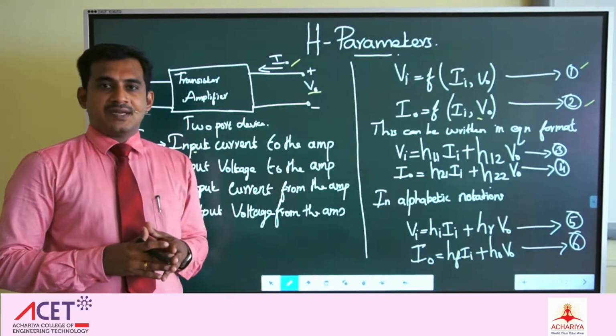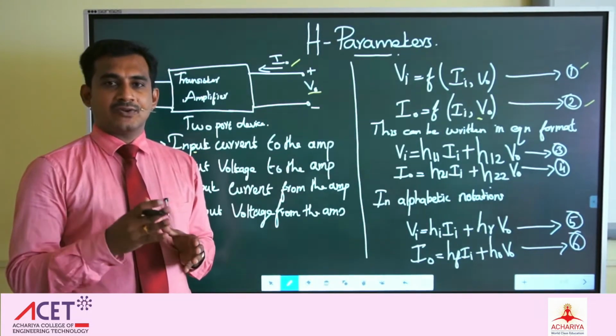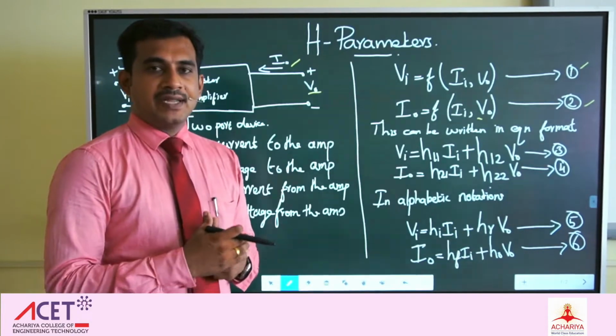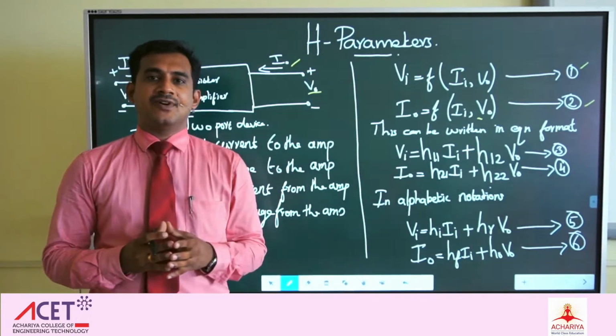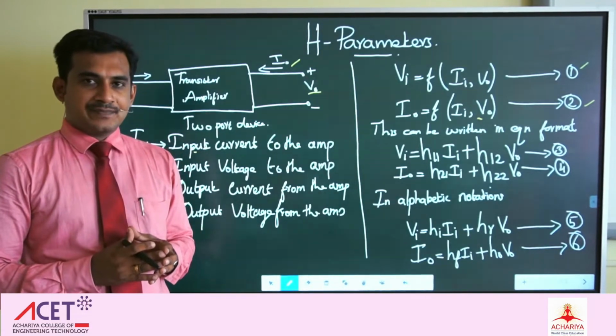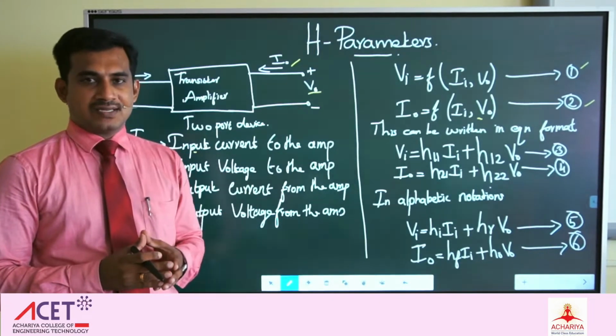What is H parameter? H parameter is the parameter used in the hybrid model equivalent circuit of a transistor. Why are we going for the hybrid equivalent model? To evaluate the performance of a transistor, we should know the equivalent circuit of the transistor. For drawing the equivalent circuit, we are going for the hybrid model equivalent circuit.